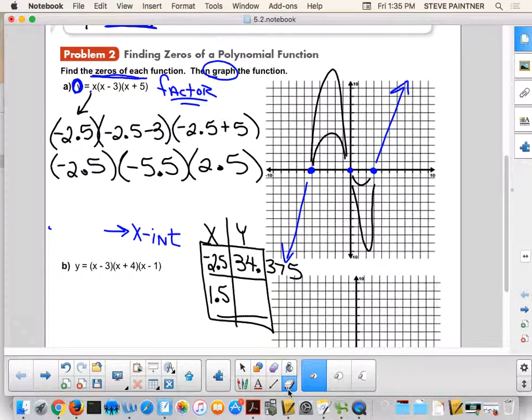Will we get the story problems today? No, we're not gonna make that part.